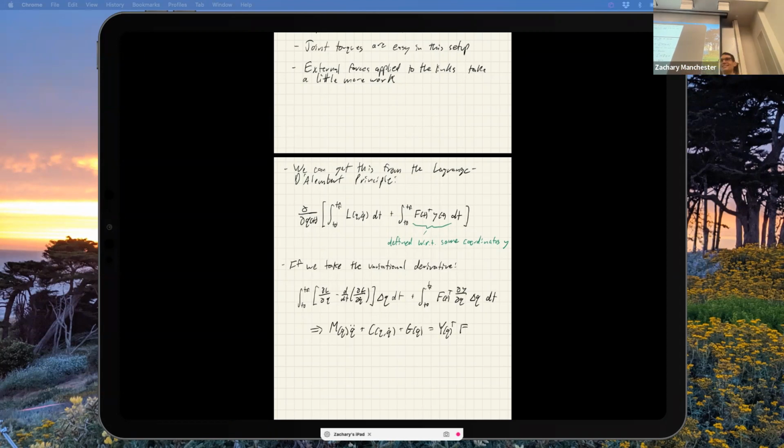Cool. Everyone cool with this? That's how you get this. You've seen this before, I'm assuming, right? Manipulator equation with this, so say end effector force, whatever you like. It can be anything though, right? It's super general. Okay, let's do that real quick.